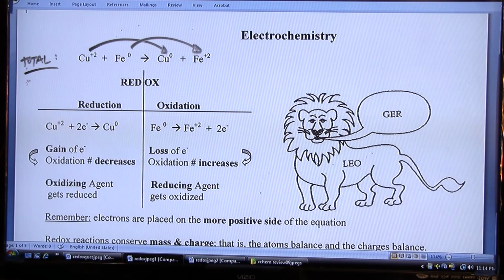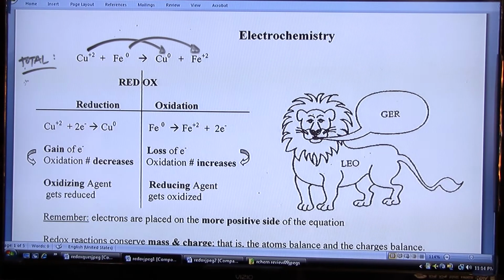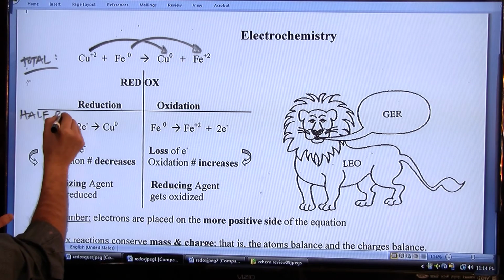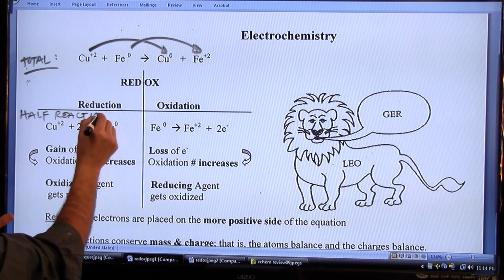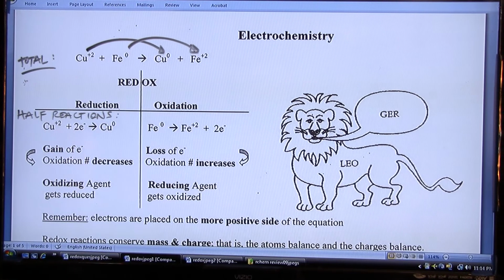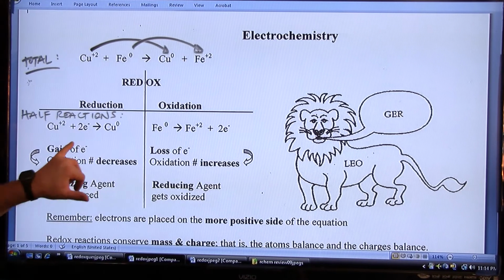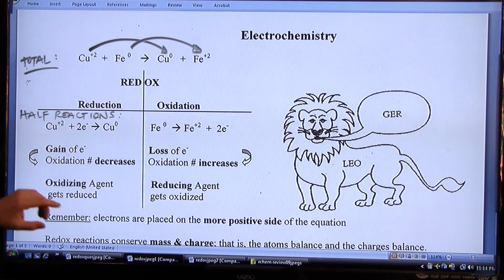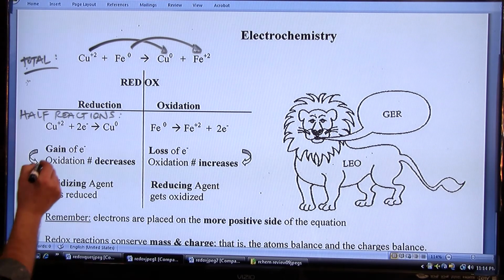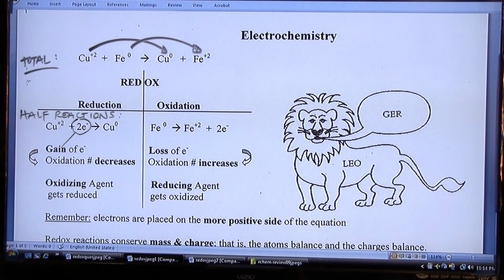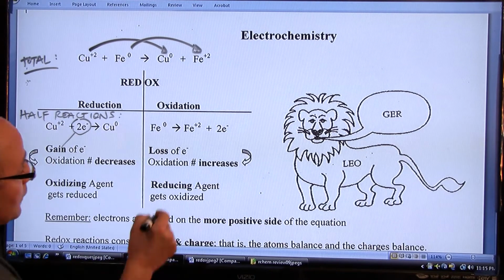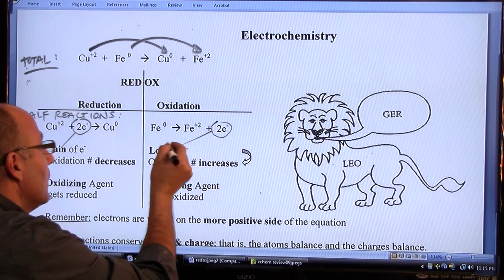And that total reaction can be divided into two halves, two half reactions. One will be the reduction half reaction. Let's write half reactions here. And the other one will be the oxidation half reaction. And each one of them, take a look carefully and you'll see that the electrons are placed on different sides. In the case of the reduction where the copper is gaining electrons, we're going to place the electrons on the same side of the copper. In the case of the iron, which is the species that has lost 2 electrons, we'll place the electrons on the opposite side of the iron.